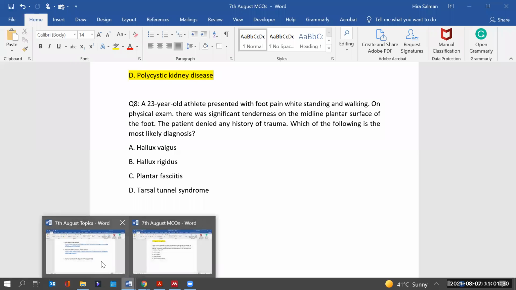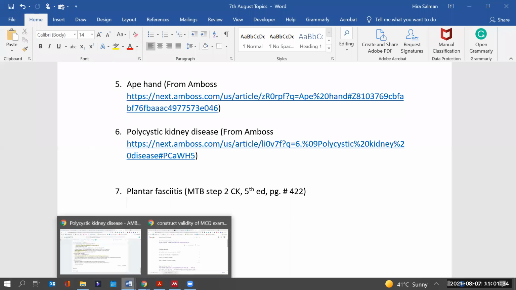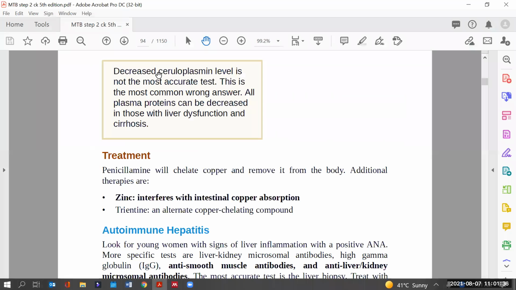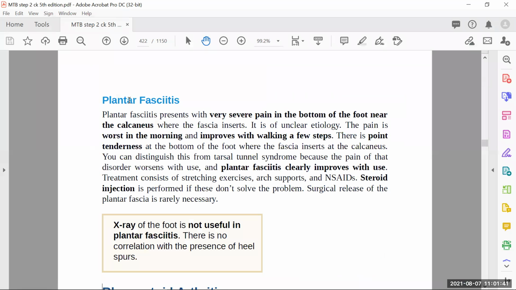Okay. For the next one, we have to go for the theory. Next, we have plantar fasciitis. Let me take you here, 422. Plantar fasciitis is a very common clinical presentation. Whenever the patient comes to you and gives a history that doctor, as soon as I get up early in the morning and put my feet on the ground, there is a sharp excruciating pain in my heel, that is the usual presentation.